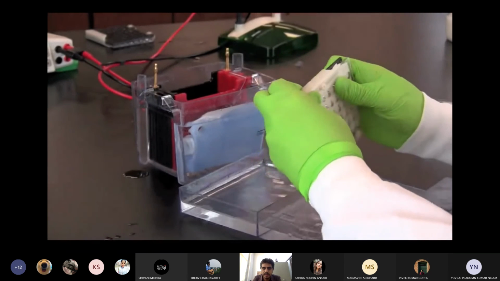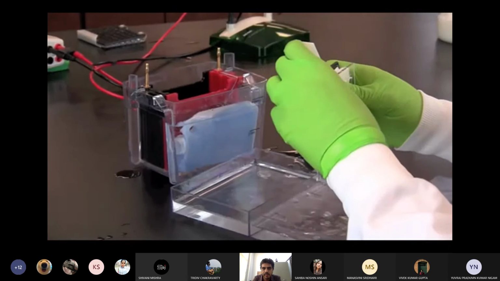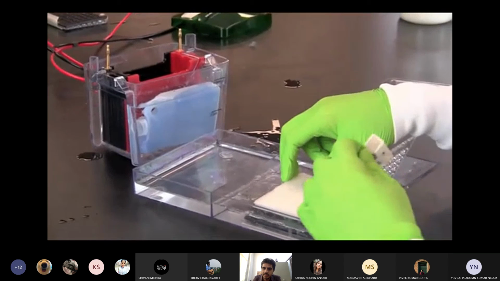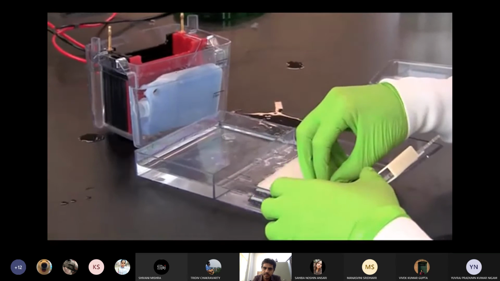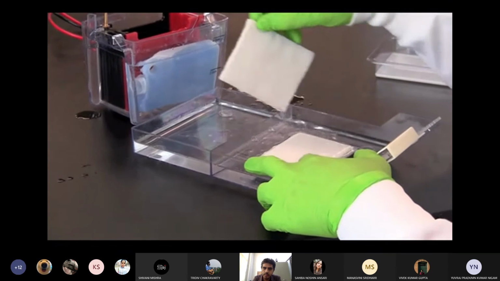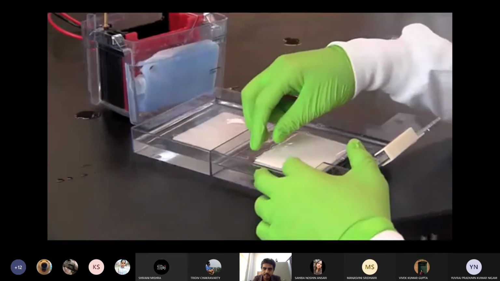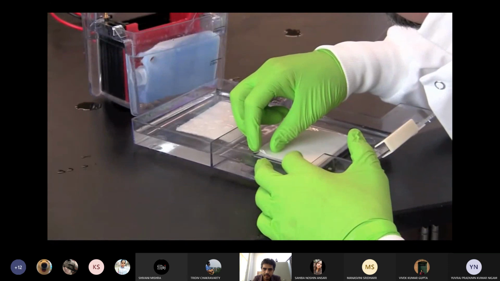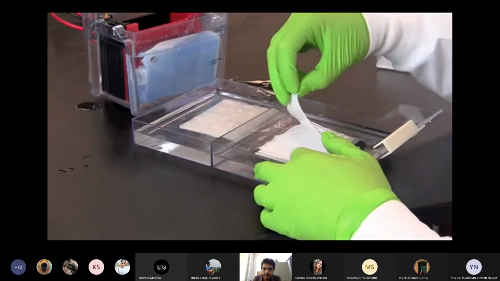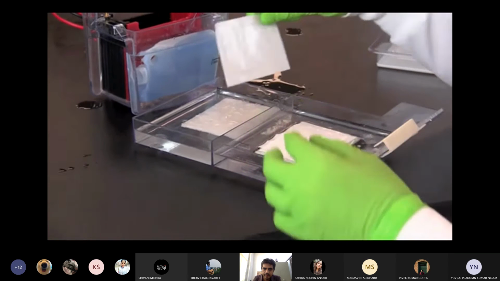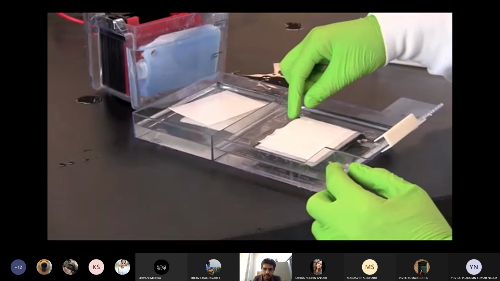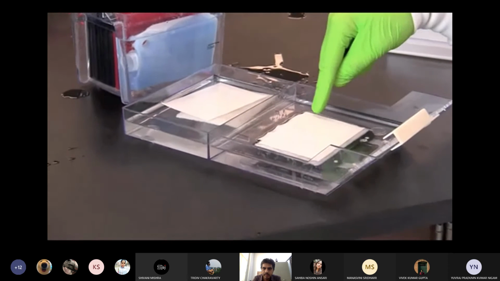Open the module and place it in a container filled with blotting buffer with the black side down. Opening is similar to the way you did the closing. Starting with the fiber pad, carefully remove each layer until you reach the nitrocellulose membrane. As you remove the membrane, note that the proteins have been transferred from the gel to the membrane.